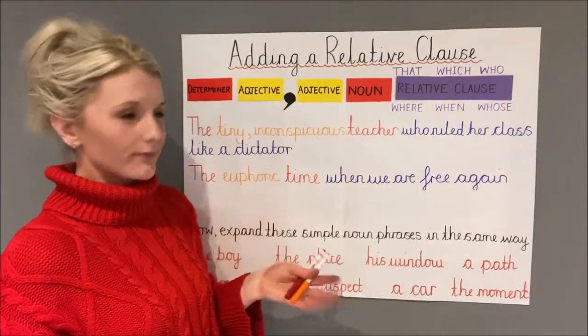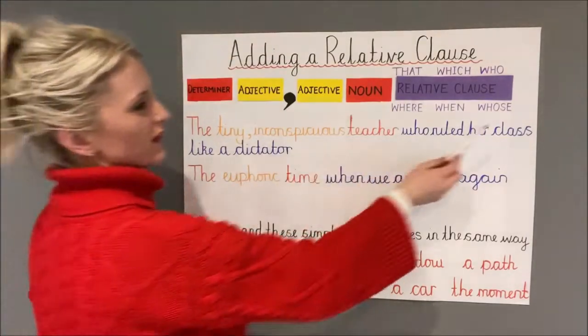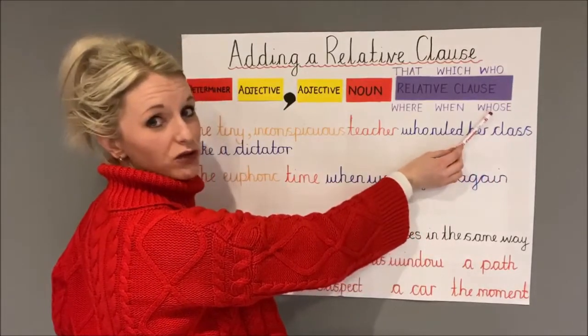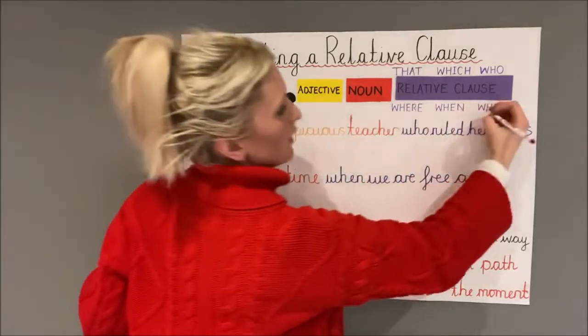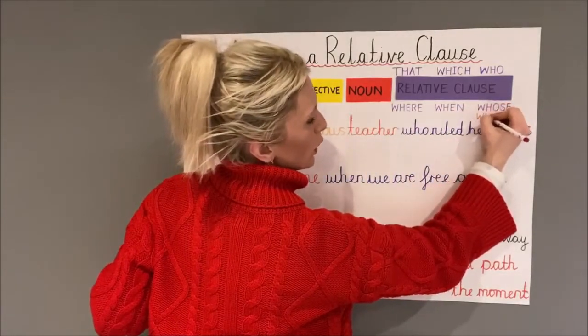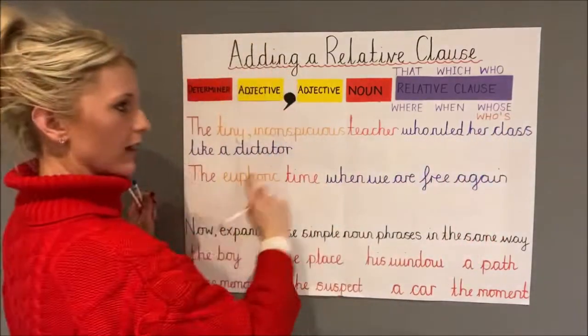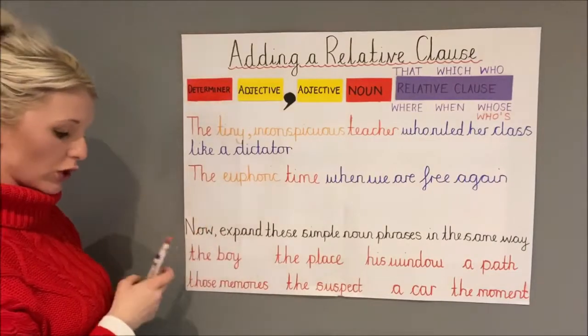Okay? And then the final example I'm going to give you is one that's using this really tricky word here. This is the trickiest pronoun to use, which is the word whose. And you need to make sure that you don't confuse it with the word who's with an apostrophe, which is who is. Okay, it's this one here we're going to be using, whose. Okay, and I'll show you how we can do that.